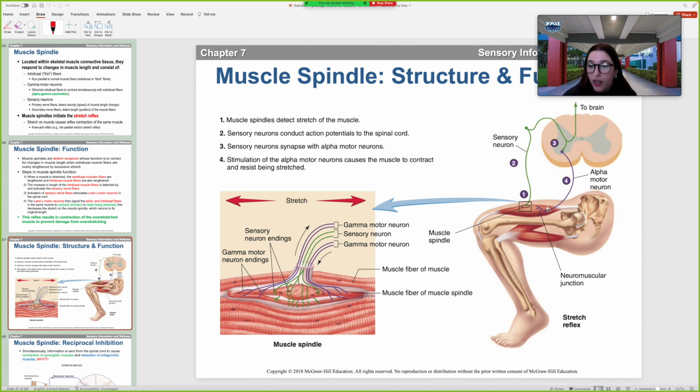So here's the quadriceps, right? And when you go to the doctor, they're going to hit on this little spot right here, right underneath the patellar tendon. Now you might be saying, well, what does hitting here do? This is not stretching the muscle. Tapping this part of the knee does not stretch the muscle. So how is that triggering our entire leg to kick out?